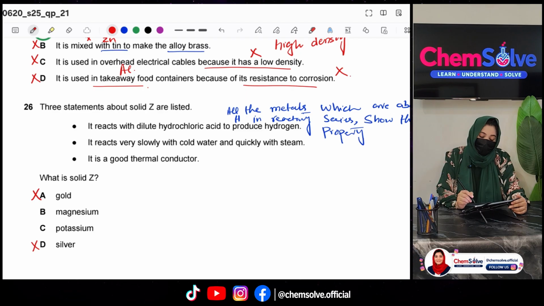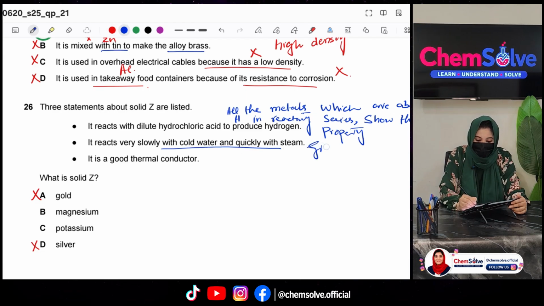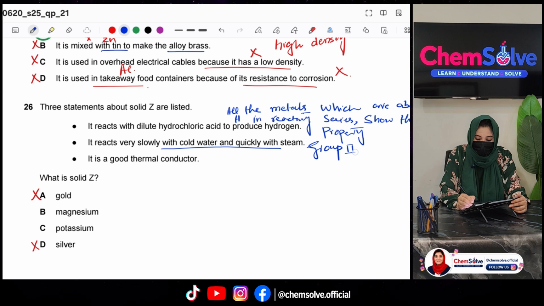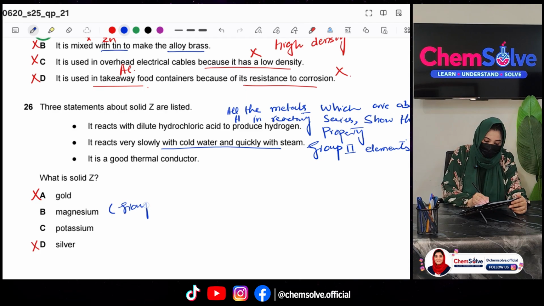It reacts very slowly with cold water and quickly with steam. This is the property of group 2 elements. So the only group 2 element is magnesium. This is from group 2, and potassium is from group 1. So I believe C couldn't be the option.